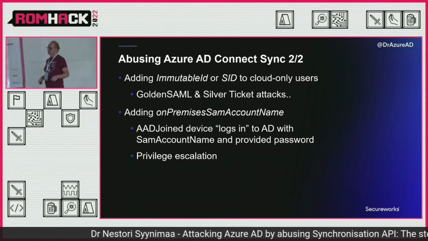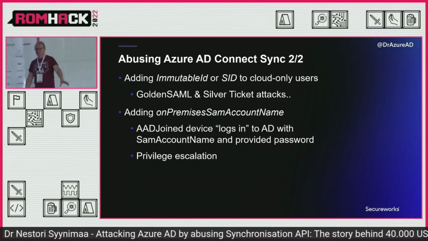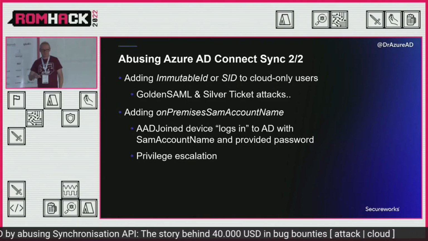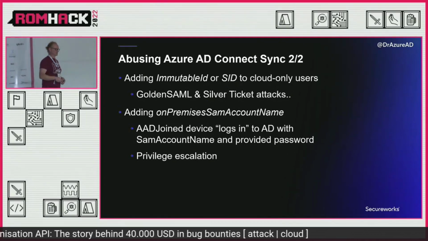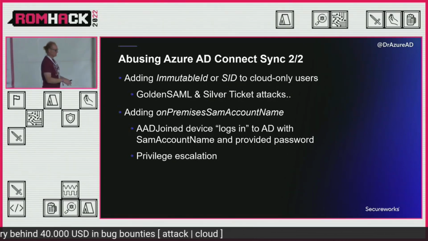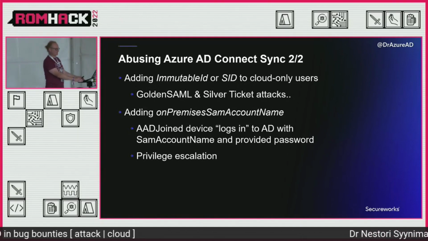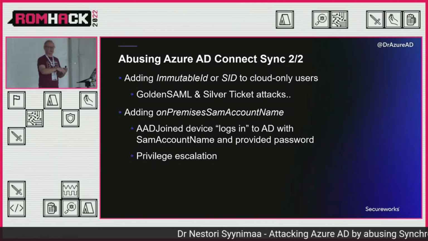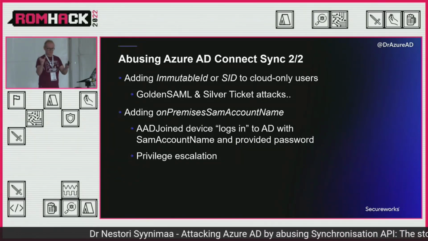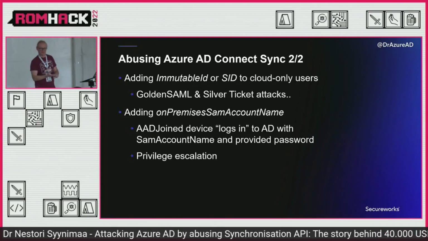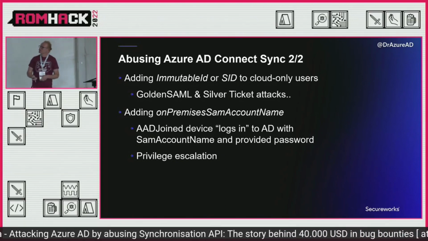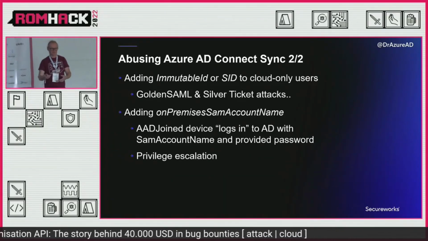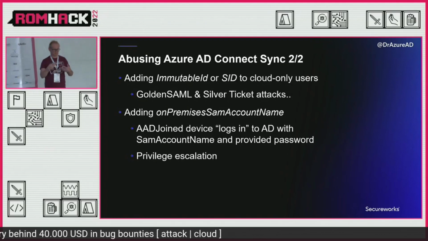And this was quite interesting. You can also add an on-premises SAM account name to any account. I don't know if you are familiar with the concept of Azure AD joined devices, but anyway, it means that you have registered or joined the device to Azure AD. And then when you log in, it automatically logs you into your local domain using the username and password. Now, if you are able to change that on-premises SAM account name, it is actually using that name, not the one that the user typed when they logged in.